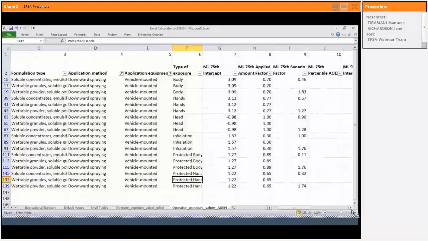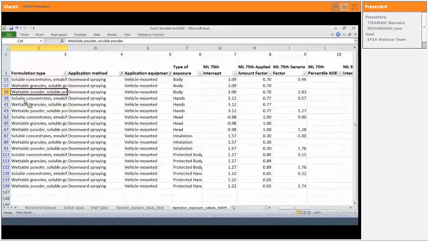And we can also see, for example, here where we're looking at the mixing and loading scenario, in fact, the model allows us to consider exposure for different formulations as well. And again, as well as reading the guidance document, I think we strongly recommend that you look at the AOEM report, and this will clearly explain how these values were obtained.